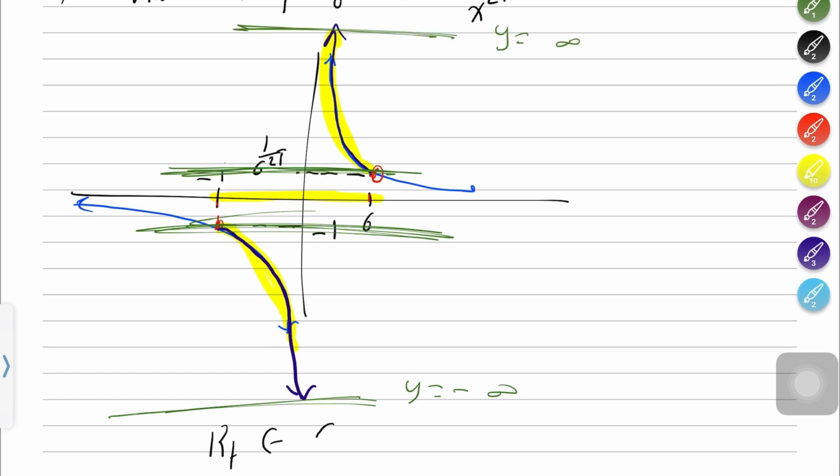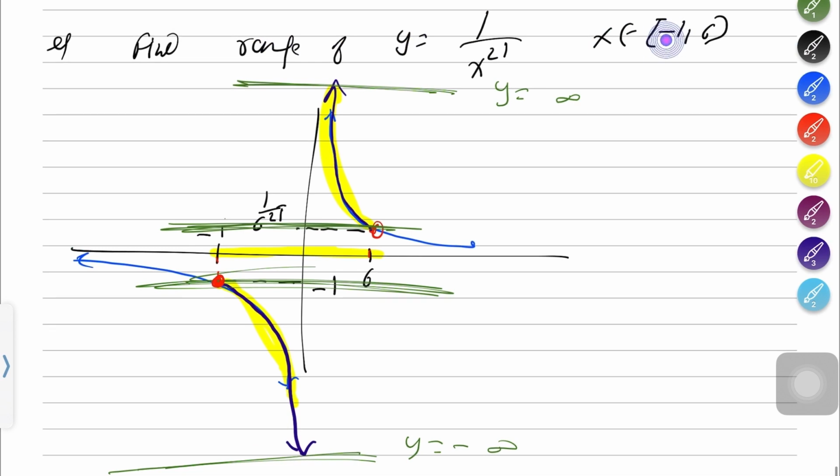See, the range of the function will obviously be minus infinity to minus 1. Minus 1 has a close bracket. So we'll say minus infinity to minus 1 close, then union, then from this value to this value. This value is 1 upon 6 to the power 21, but 6 has an open bracket. So we'll consider open bracket 1 upon 6 to the power 21 to infinity. So this is the range of the function.